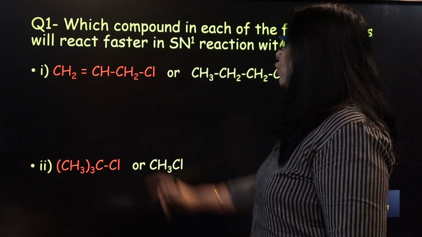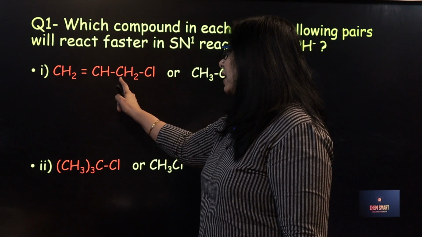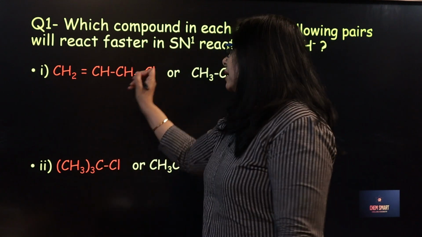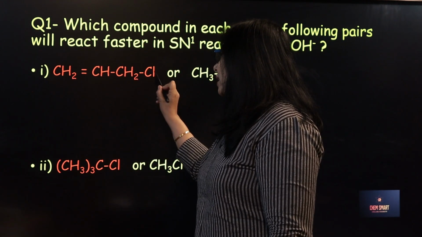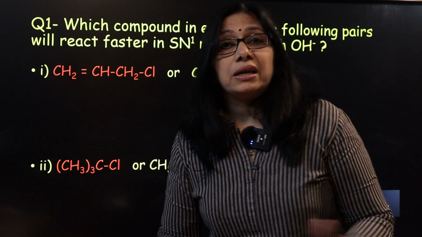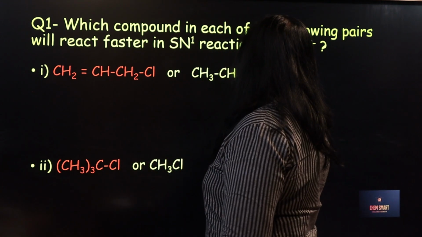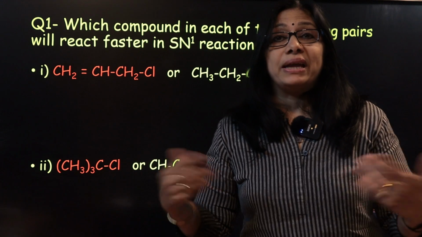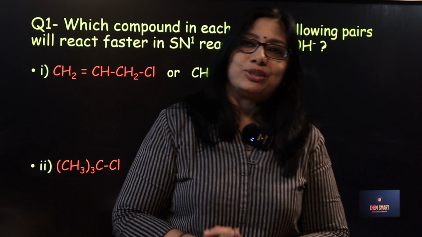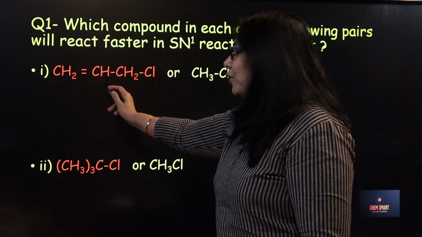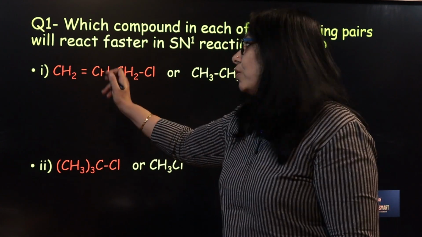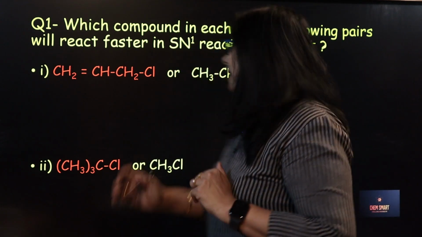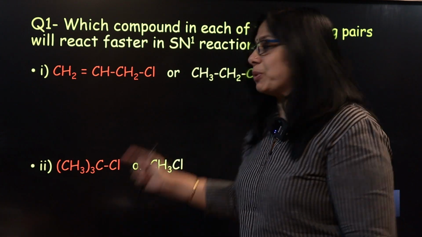Compare these two. This halogen is connected to an sp3 carbon, which is in turn connected to an sp2 carbon. That is an allylic halide. And this is the normal alkyl halide. You know that allylic and benzylic carbocations are stabilized by resonance. So, this will undergo faster SN1 reaction because it is forming an allylic carbocation during the reaction, which is more stable than the alkyl carbocation, which is produced from this one.